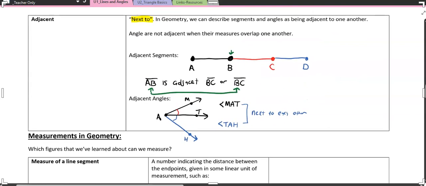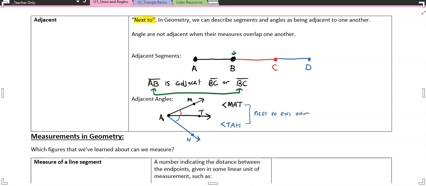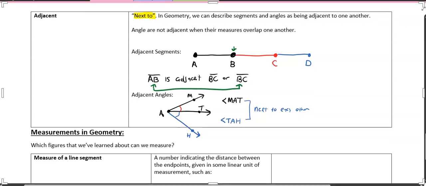There's a few other details we need to be careful with here. For example, they cannot overlap or be on top of each other. So we'll see some of those examples as we work through our practice over the next few class periods. So that'll conclude all the important vocabulary definitions.